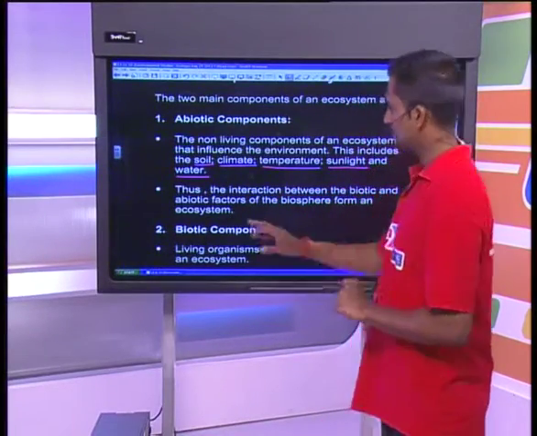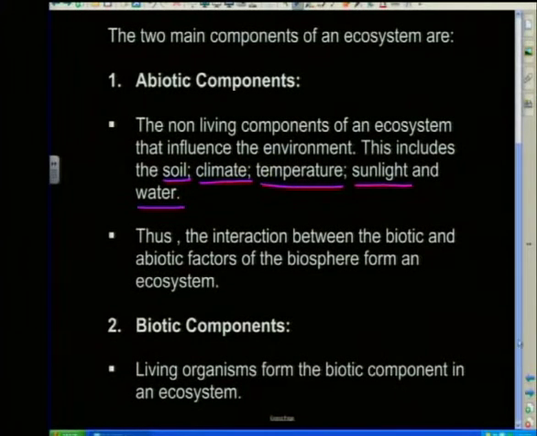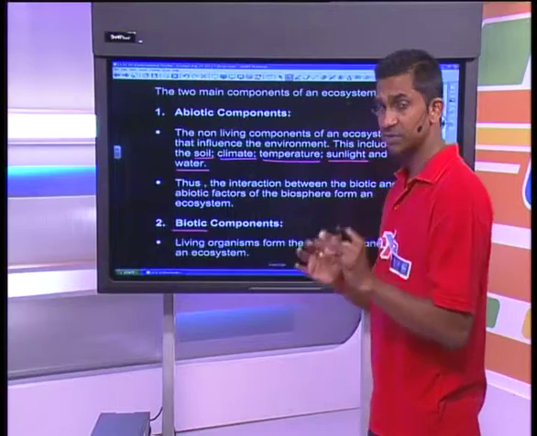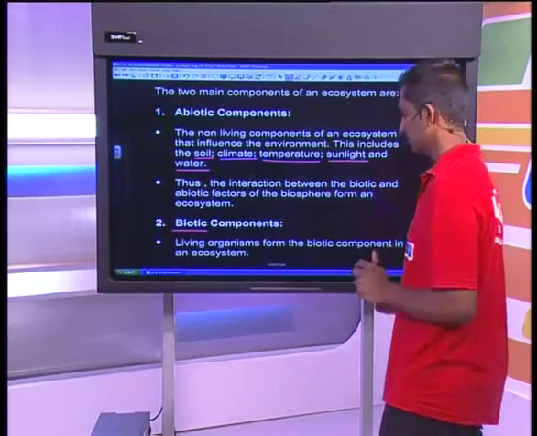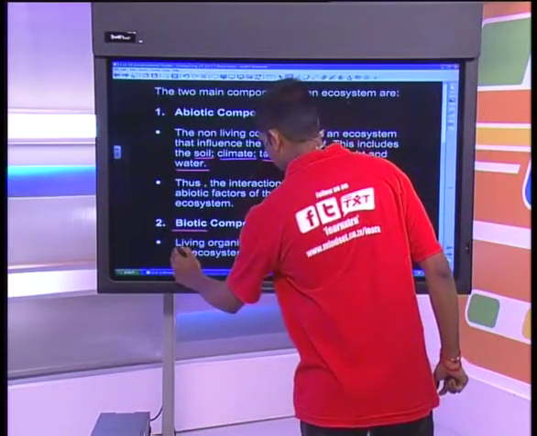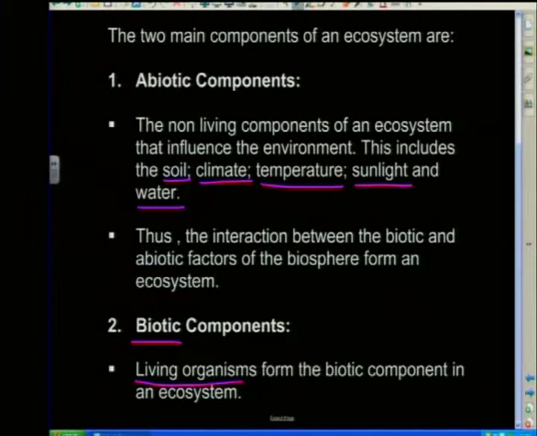Today we focus on the biotic components, and the word biotic refers to living organisms. So when we study ecology and we refer to the biotic components, we refer to the living organisms in an ecosystem. So if we focus on the important words, living organisms form the biotic components of an ecosystem.